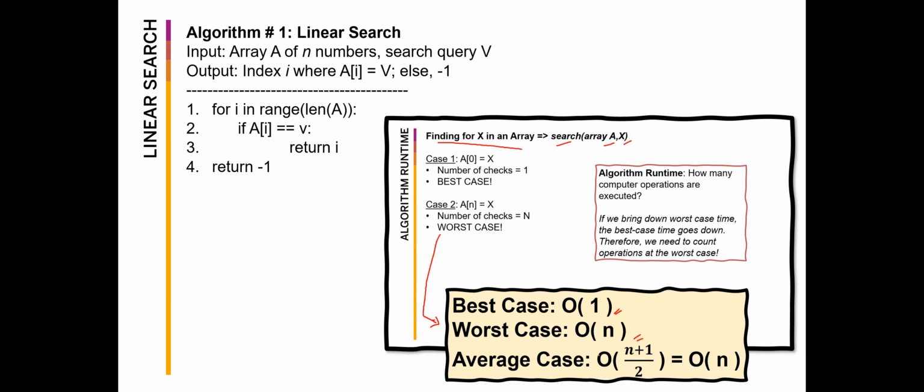So ano naman to? What is this average case? The average case is we look at the average number of checks, basically. If the first element is the query in search, our runtime will be one. There's only one check. If the element being queried is the second element, now we have two checks. So we check through the first and the second element.